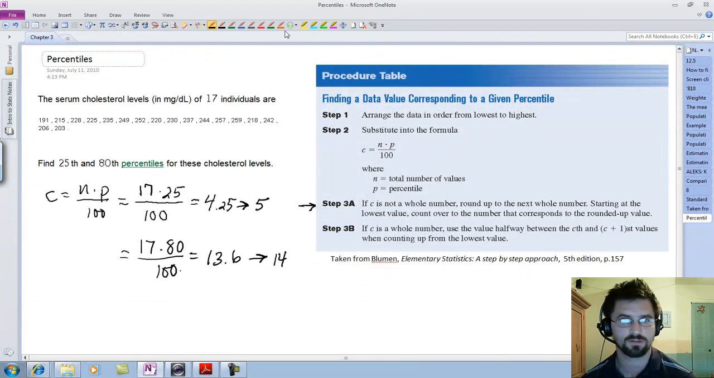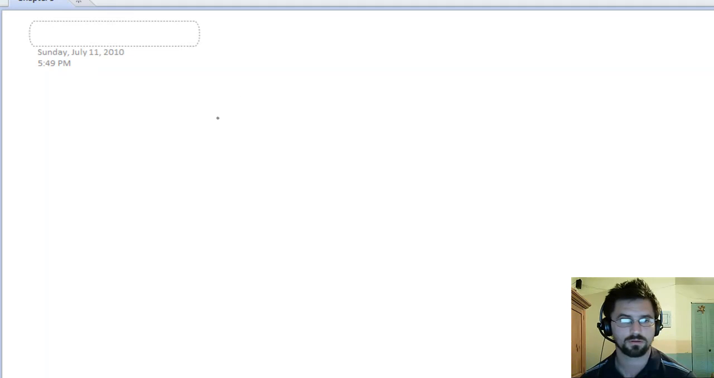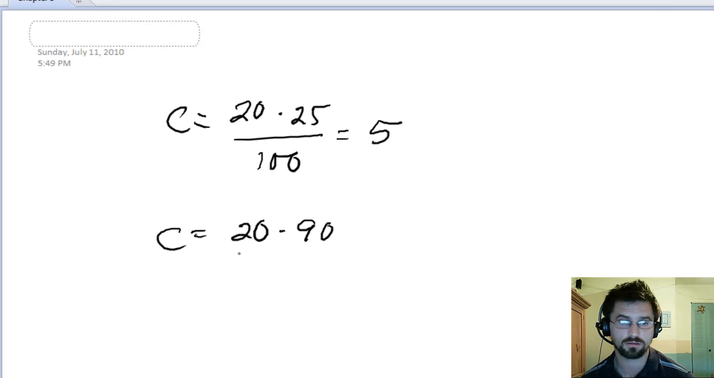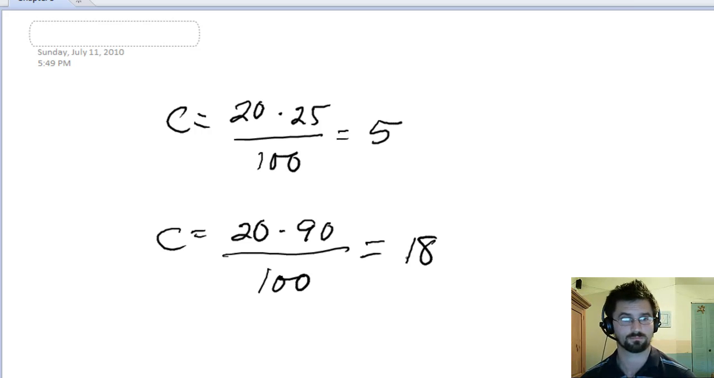So, let's hit new page. There are 20 people in the list, and we're looking for the 25th percentile. That's very easy to calculate, right? A quarter of the way through a list of 20 is 5. It's exactly 5. Okay. And we're also looking for the 90th percentile. 90% of the way through a list of 20 is 18, right? I think I'm right. Okay, check me on that.